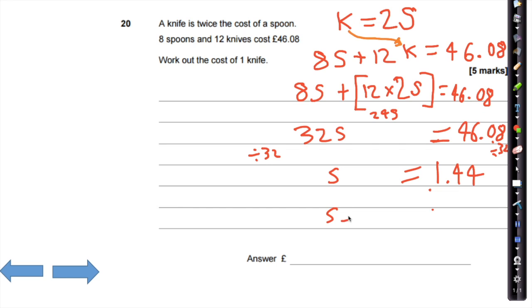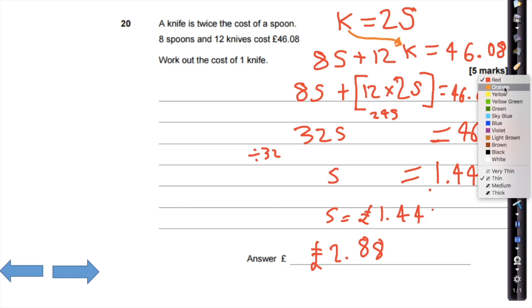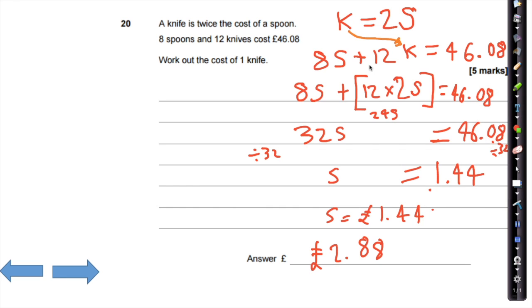So if we know s is £1.44, and we know that k equals 2 lots of s, then we just double this. So k is going to be £2.88. There are other ways of doing this. You could have, for instance, at this point here, said, well, if k equals 2s and I'm looking for k, why don't we just say this is going to be 4k instead of 8s. Divide that by 2, and that's going to give us the number of k, and therefore you'd have solved it slightly differently, but ended up with the same answer, which is £2.88.